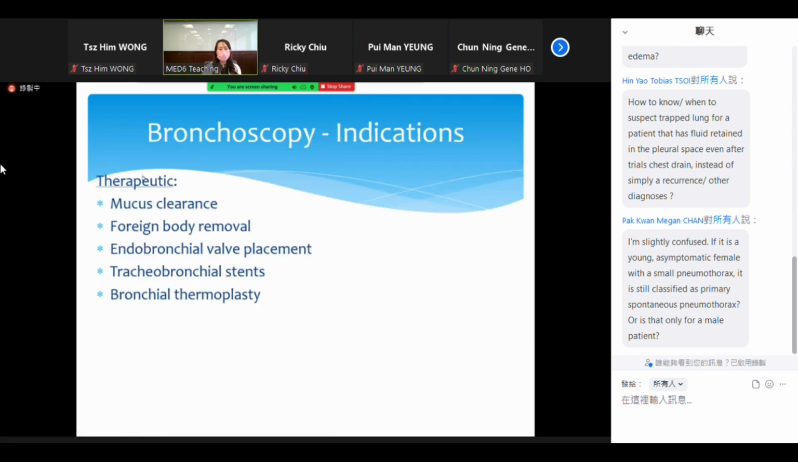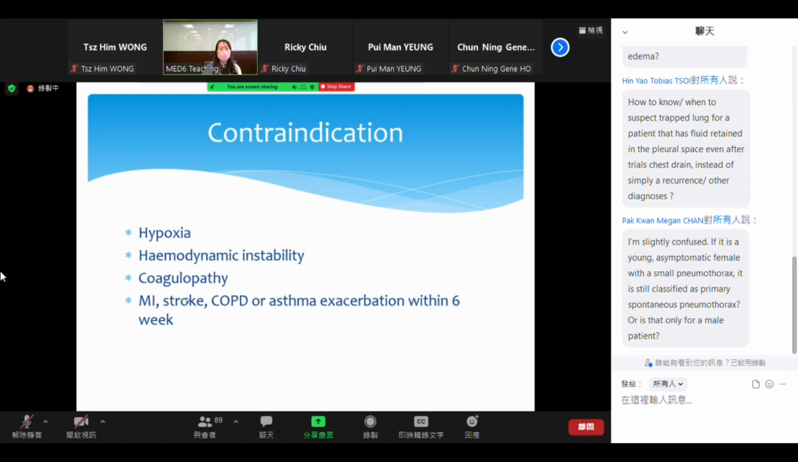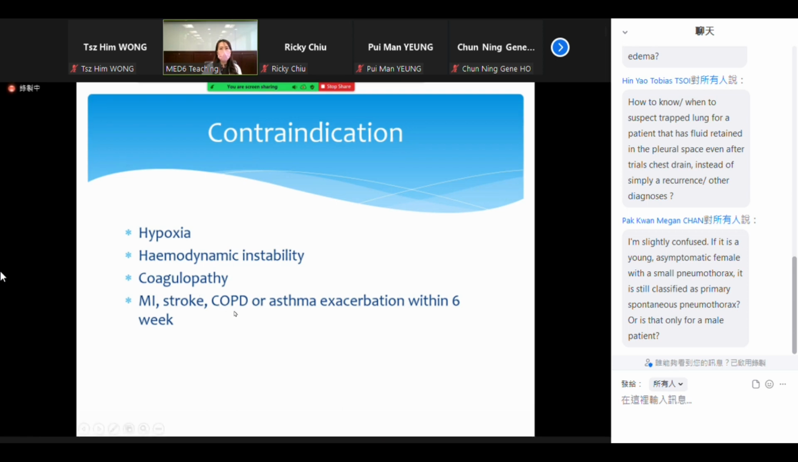Okay, so we have to know the contraindications of bronchoscopy. If the patient is having respiratory failure, on high flow oxygen, then it may be a contraindication because when we insert the endoscope into the trachea, it will further compromise the respiratory status. If the patient has low BP, is shocked, then we won't proceed. If the patient has a bleeding tendency, we usually want INR less than 1.5 and platelet more than 50 before we proceed to bronchoscopy.